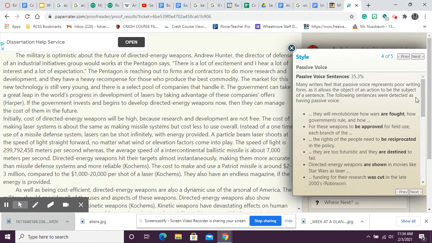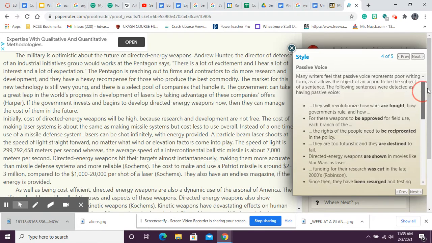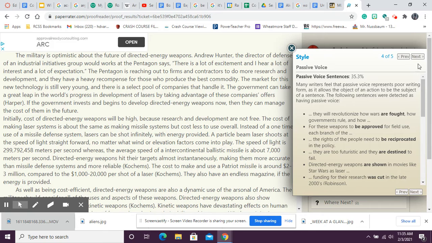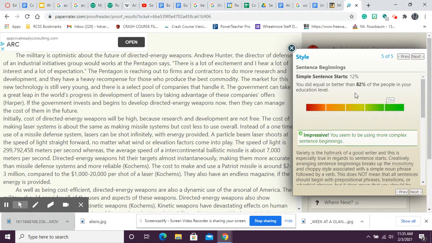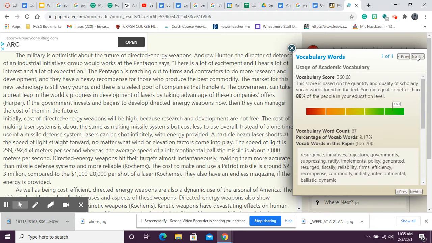Passive voice. Remember that's the is derivative of verbs. So you can read over that. I'm not going to read everything to you. And then sentence beginnings. He's got a lot of complex sentence beginnings, which is good. That's what we want. We don't want simple sentence beginnings, okay? So, yeah. Vocabulary words, high use of vocabulary words. This person would have a high use of vocabulary words. They were pretty darn intelligent. So I could see them using these words.